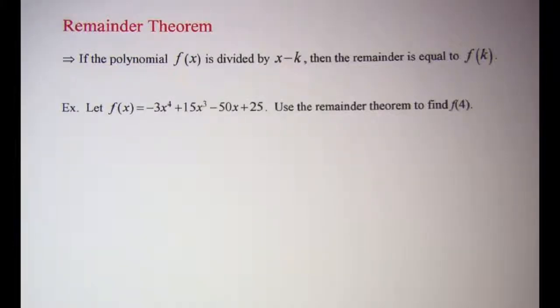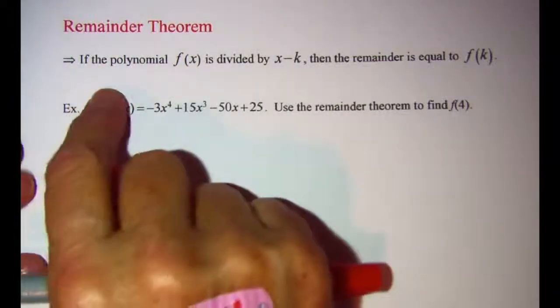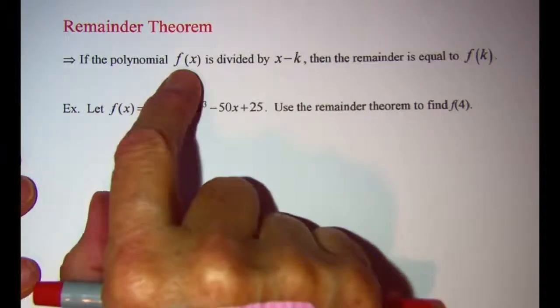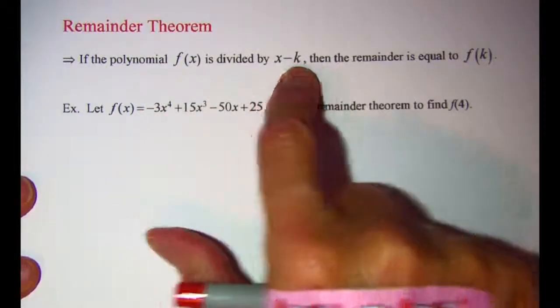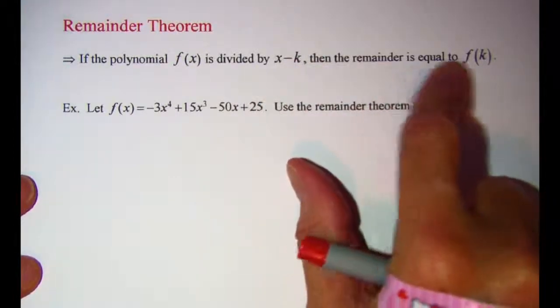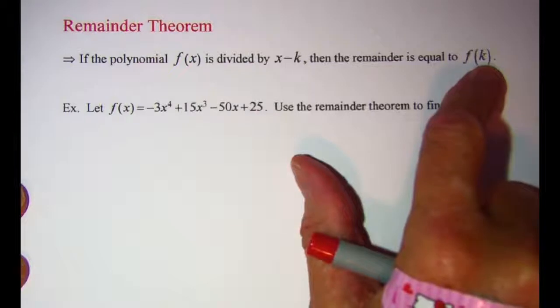In this video, we will be using the remainder theorem to evaluate functions. The remainder theorem says, if the polynomial f of x is divided by x minus k, then the remainder is equal to the function evaluated for the value k.